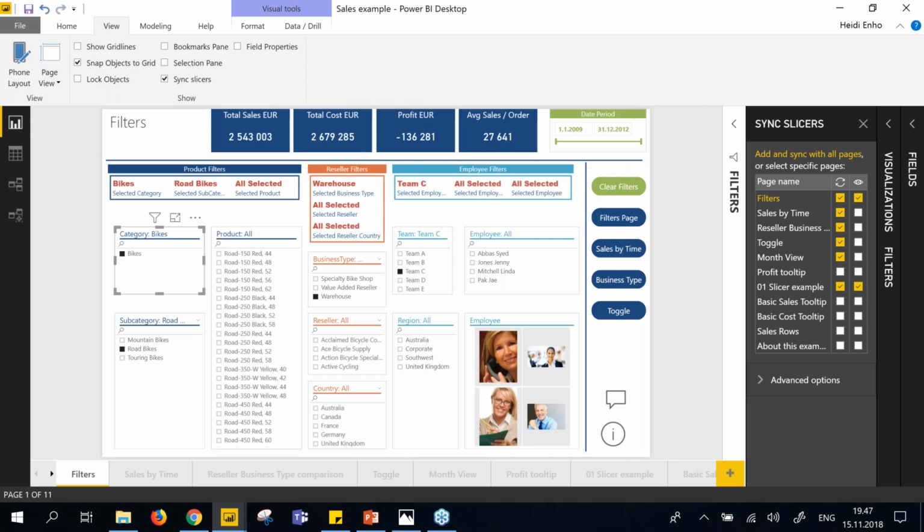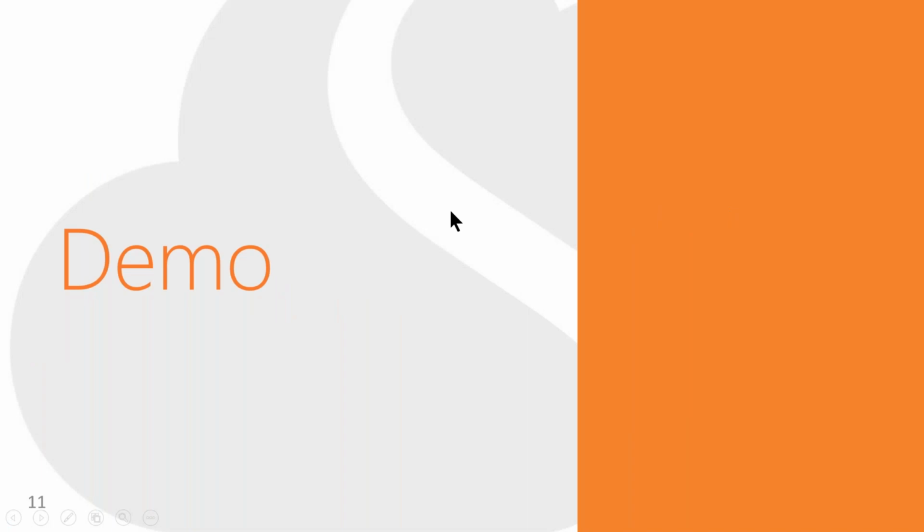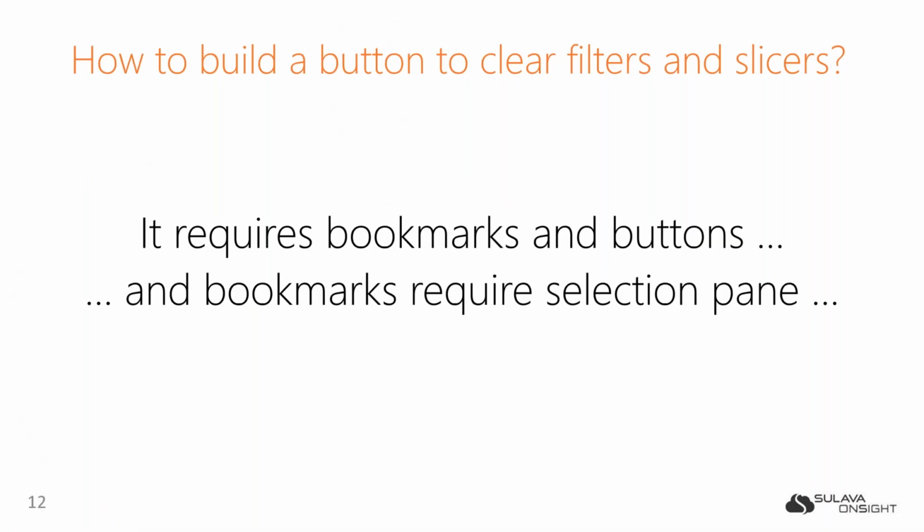Okay, so let's go further and move into our next topics. We will later on see how we can actually build a button that clears all the filters. That is also something that users usually would like to have, an easy way to clear all the filters and all the slicers, but that requires some bookmarks and some buttons, and bookmarks require a selection pane. So let's continue into the selection pane first.